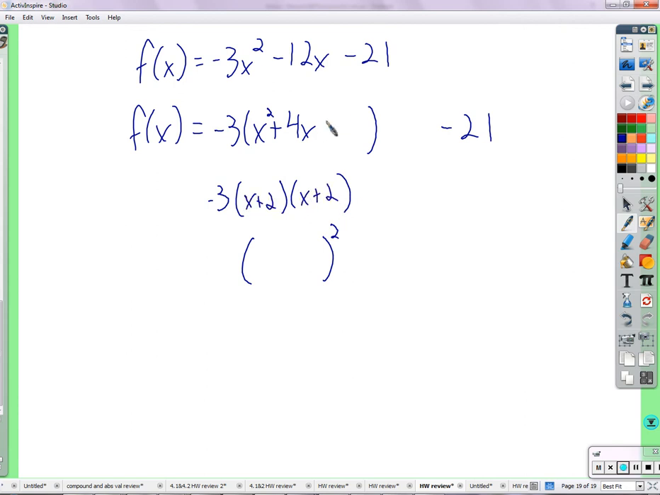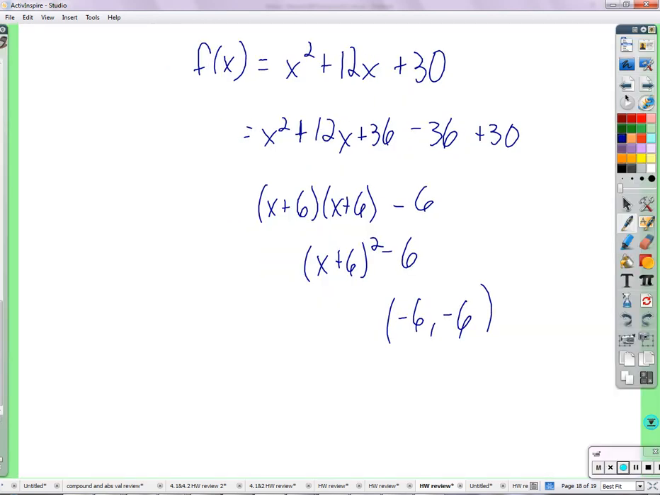X plus 2. And what will that give us here? 4. Okay, so let's worry about this for right now. So we just got x plus 2 squared here. Now, should I subtract 4? No, you added... Well, I added 4 here, right?